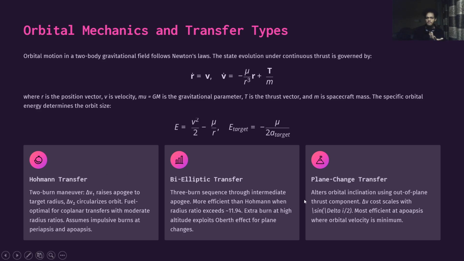And then there is also plane change transfer, which changes the plane in which the orbit occurs. We go out of plane and change the direction of the plane.